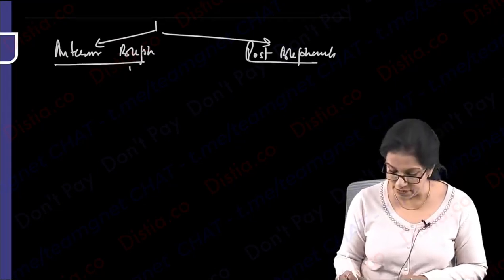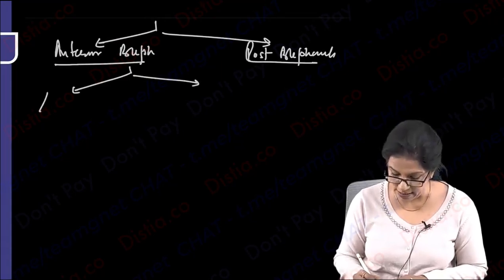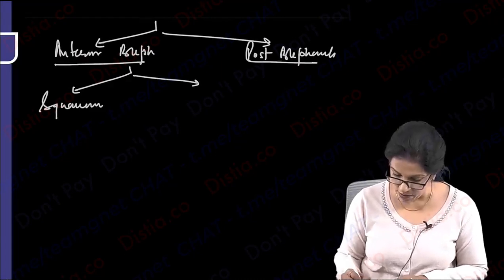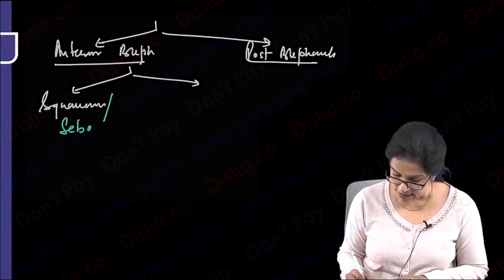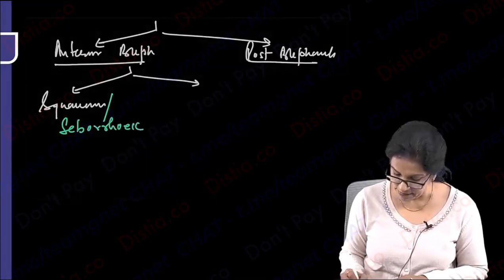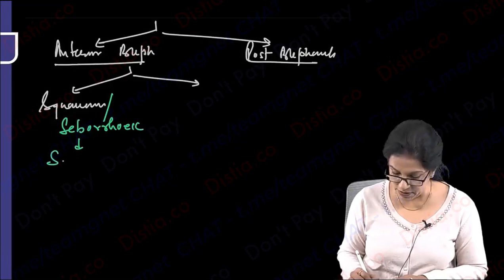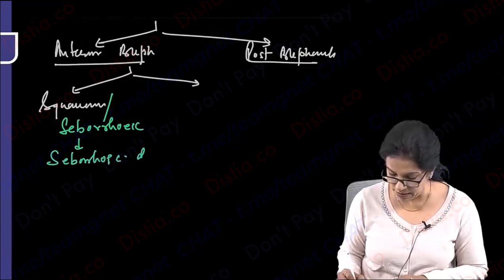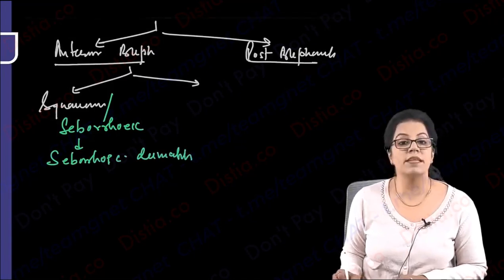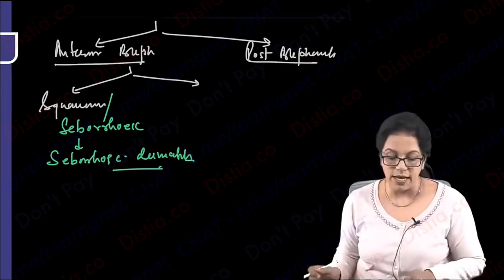So when you say anterior, we can further divide it into two. Either it is squamous, which is also called seborrheic. Squamous or seborrheic blepharitis. This will happen in patients of seborrheic dermatitis. You see the similar changes on the scalp as well.